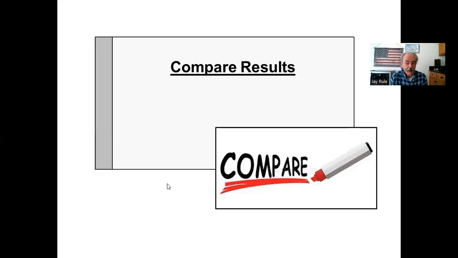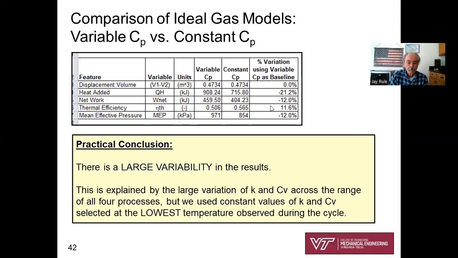Okay, now it's time to compare our results because we solved the same problem twice with 2 different ideal gas specific heat models. Here's our comparison. The displacement volume is identical with the two methods. But look at this variability. I calculated the difference between these two numbers. I said these are the right answers, and I'm going to compare this model with the right answer. So I use this as my baseline.